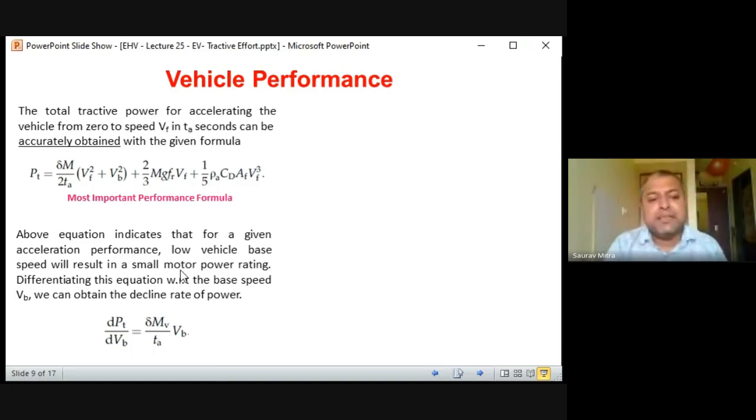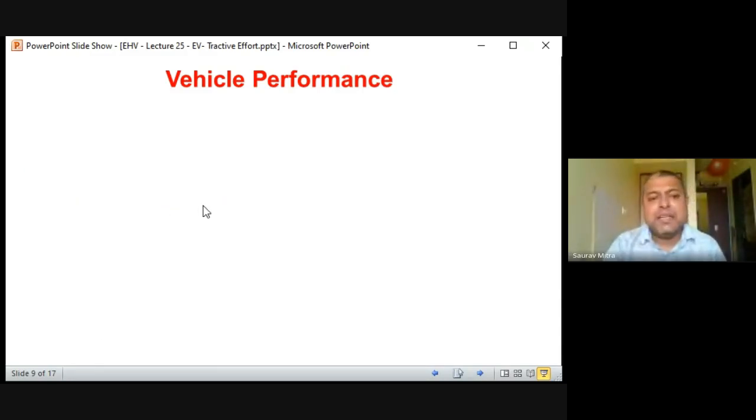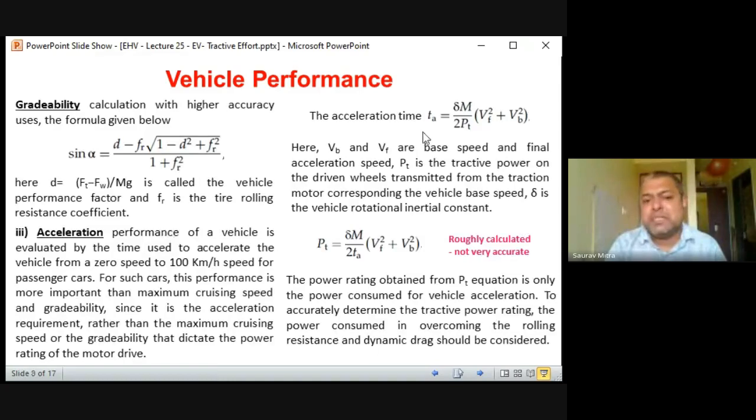So this is another thing that I can ask, and I can ask you to prove it. That is, prove that for low vehicle base speed, the small motor power rating will result. In that case, first you have to tell me what is meant by acceleration. Then you have to tell me what is TA, then what is the PT equation.